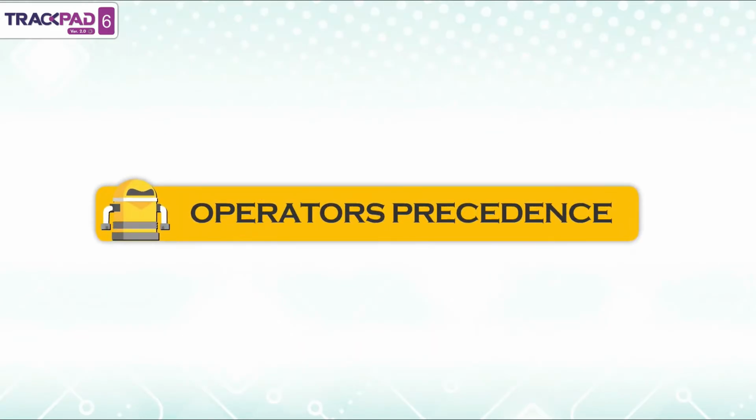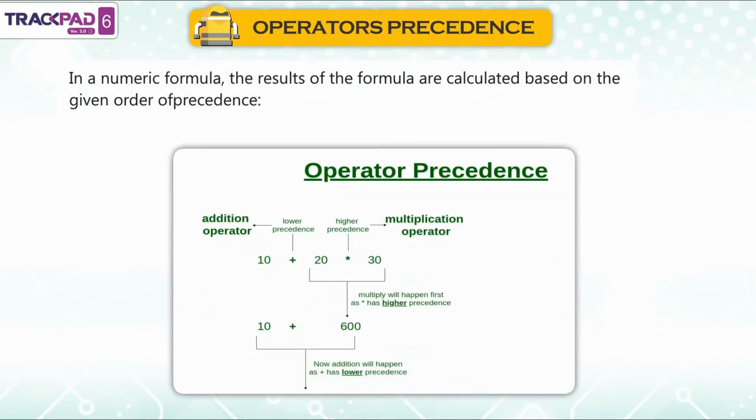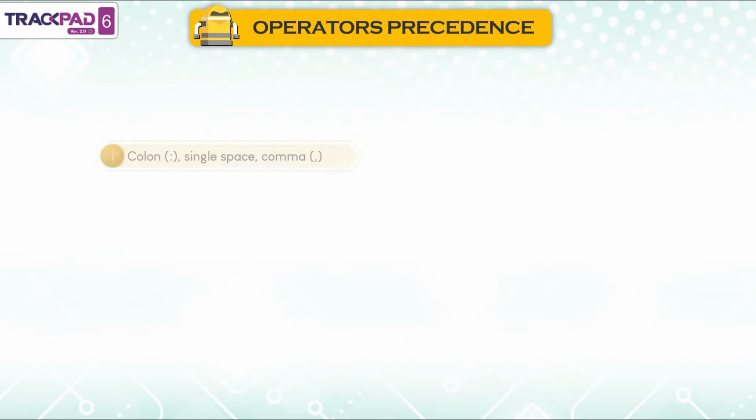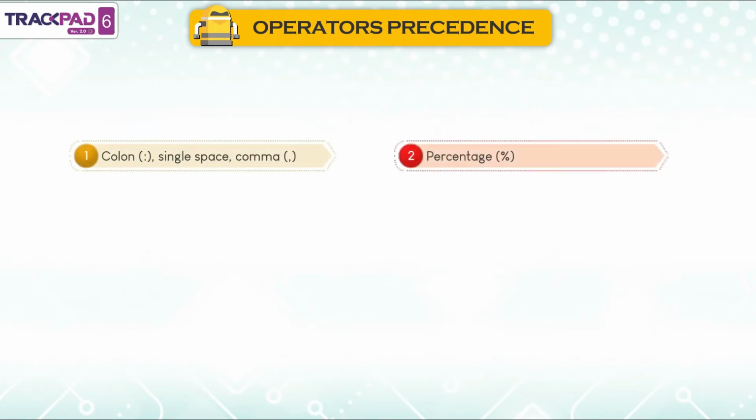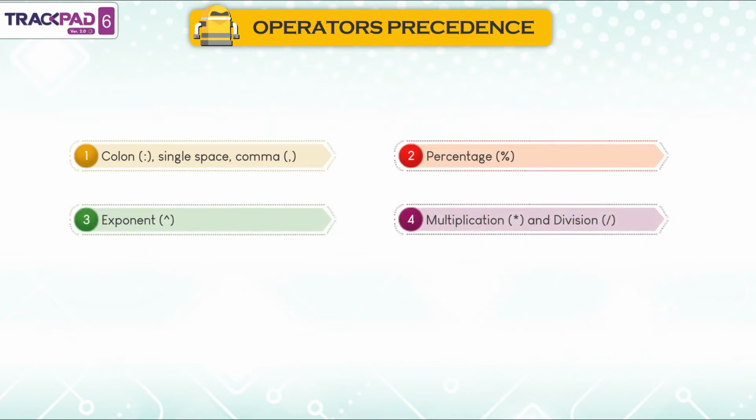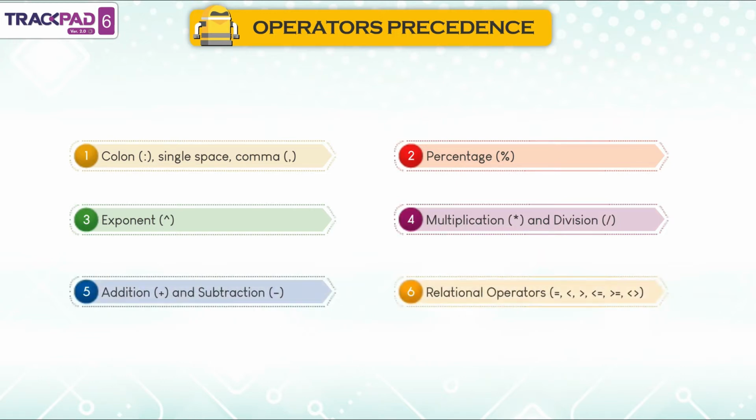Operators precedence. In a numeric formula, the results of the formula are calculated based on the given order of precedence. First, colon, single space, comma. Second, percentage. Third, exponent. Fourth, multiplication and division. Fifth, addition and subtraction. Sixth, relational operators.